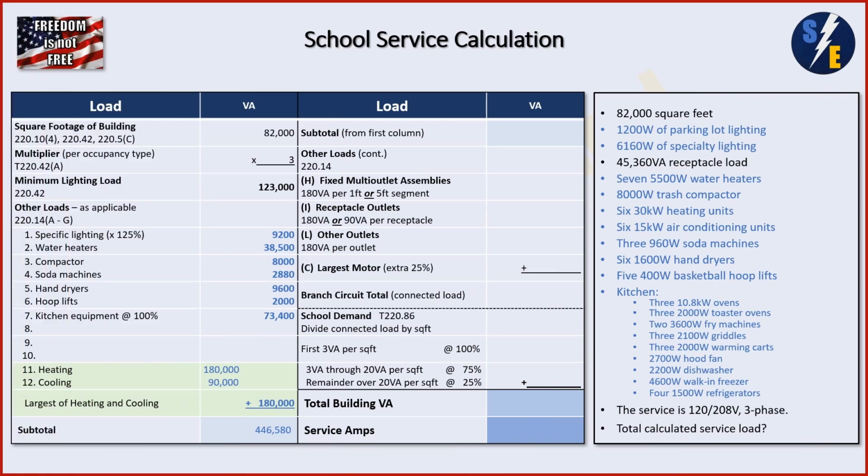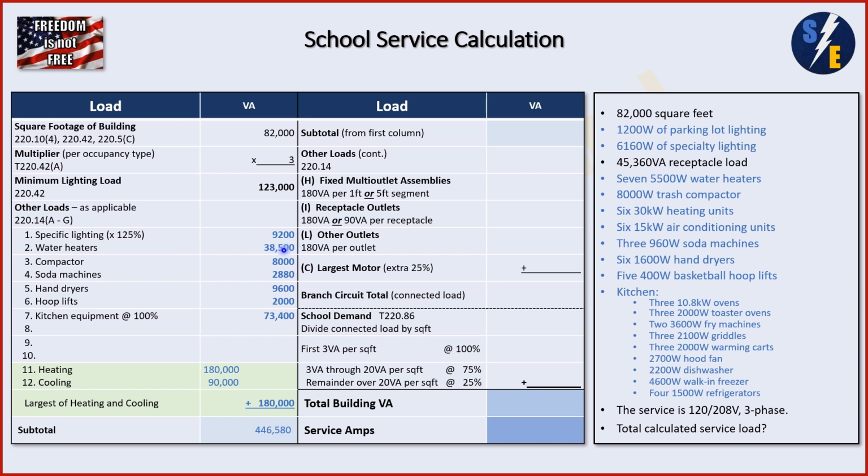Okay, and moving on, we're going to our other loads, and this is going to be the lion's share of the rest of the calculation. Most all the other loads are going to be in this section. We're going to start up here. We have some parking lot lighting and some specialty lighting. I put those two together under specific lighting, and then I multiply by 125% because they are continuous loads. Remember that any commercial lighting generally is considered a continuous load. So we add an extra 25% to that, and we come up with 9,200.